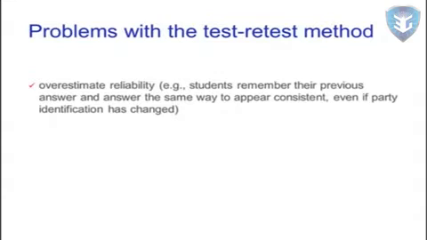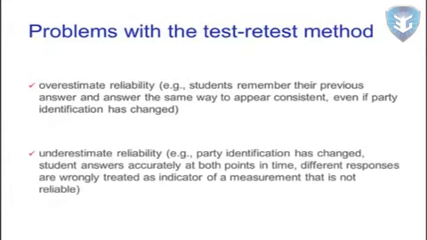The test-retest method, it is important to note, can overestimate reliability. For example, you may remember the first answer you gave to the party identification question and answer the same way during the second round just to appear consistent, even if your actual party identification changed in the interim period. The test-retest method may also underestimate reliability, as when your party identification changes between the first and second rounds, and your answers at both stages reflect your actual party identification at that moment.